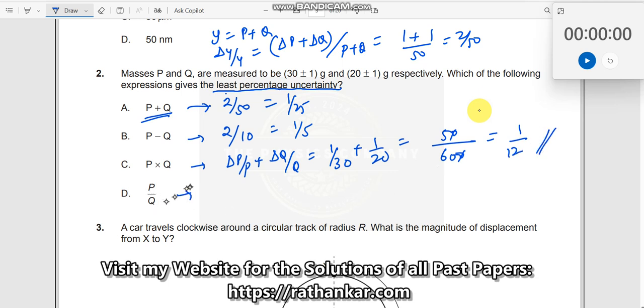Now similarly for P by Q, if I do, I get the same answer once again. Delta P by P plus delta Q by Q, which, since it's the same, gives the same answer, 1 by 12.